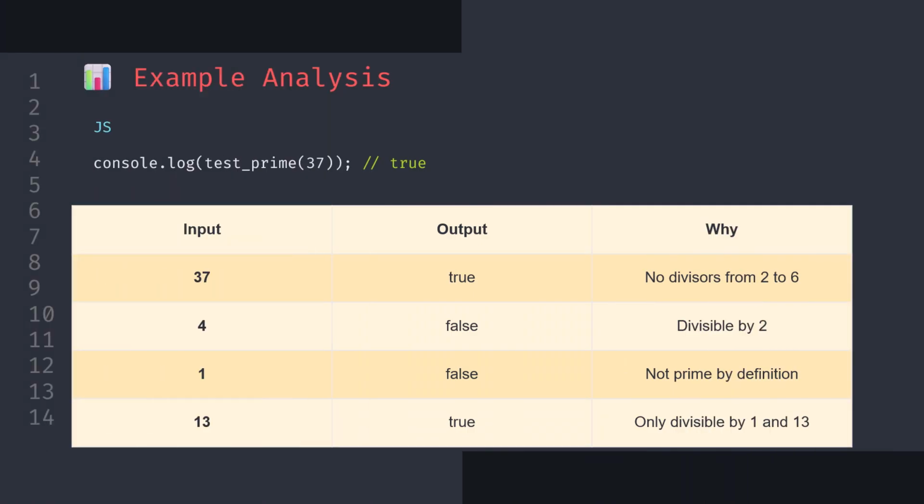Let's see it in action. The number 37 has no divisor between 2 and the root of 37. So it is a prime. 4 is divisible by 2, so not a prime. 1 is not considered a prime at all. 13 passes the test just like 37. It has no factors in between.